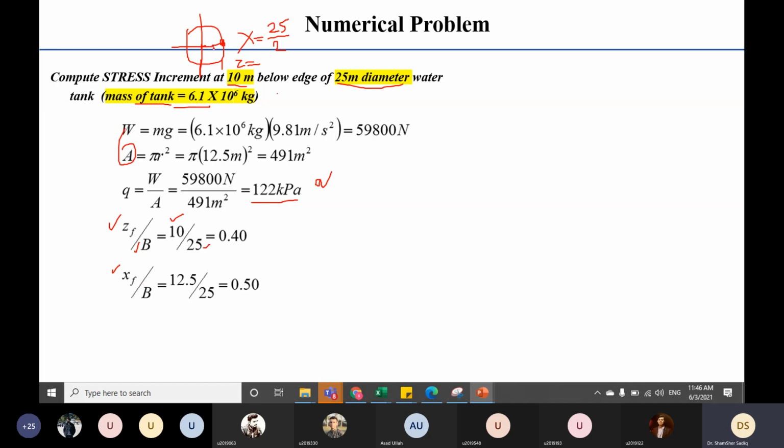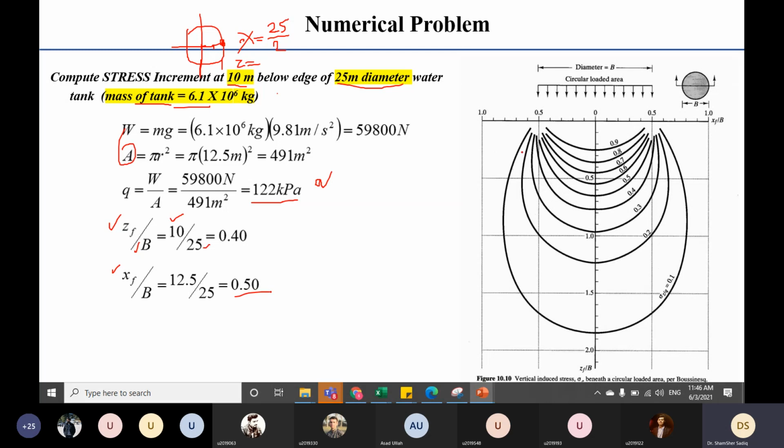If it said at this location, then you can calculate at any value of X by B, which is 0.5. Then you will be provided with this isobar in the exam. Now how do you use this? For example, your Z by B is 0.4, so Z by B is 0.4, so this means I think this one, if I'm not wrong. Okay, this is 0.4 and X by B is 0.5. So it means this is your stress contour value 0.4.